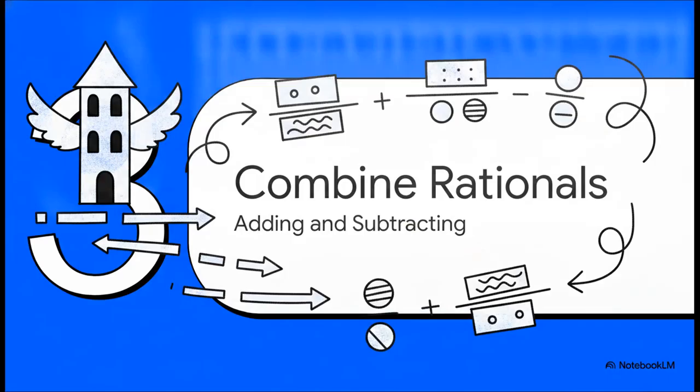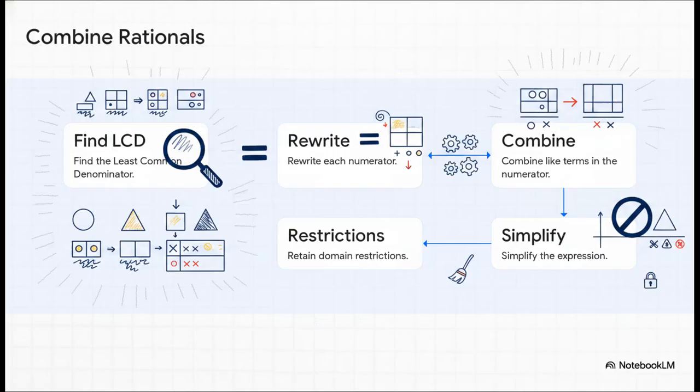Section 3. Combine rational expressions. Moving on to combining rational expressions. This requires some real precision, so here are the 5 vital steps you need to lock in. Step 1, you absolutely must find the least common denominator, or LCD. Algebraically speaking, you just cannot combine fractions of different sizes. It doesn't work. Step 2, rewrite each numerator to reflect those new equivalent fractions. Step 3, once your denominators perfectly match, you can go ahead and combine the like terms across the numerators into one single expression.